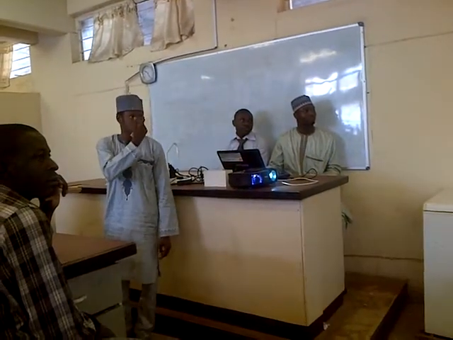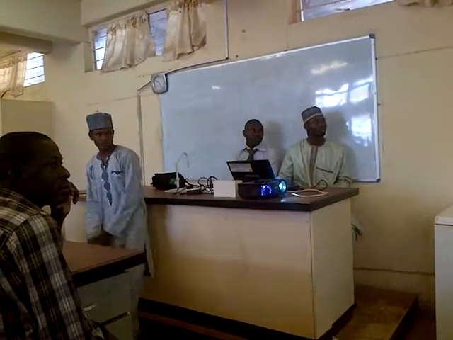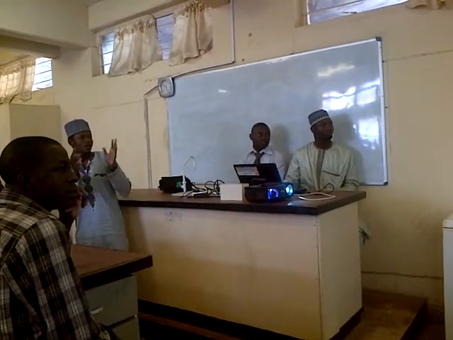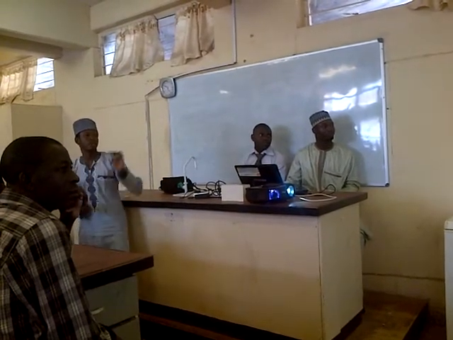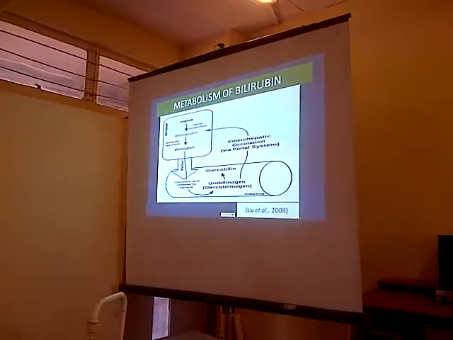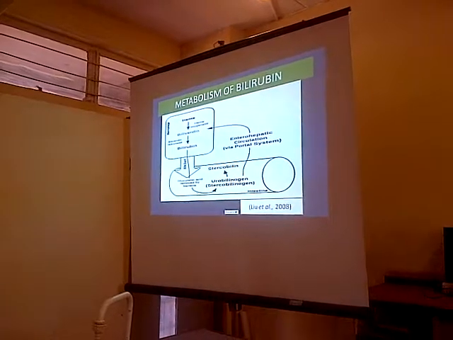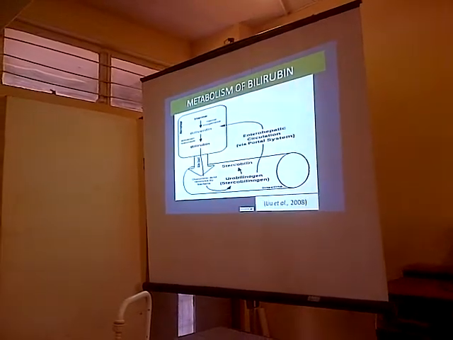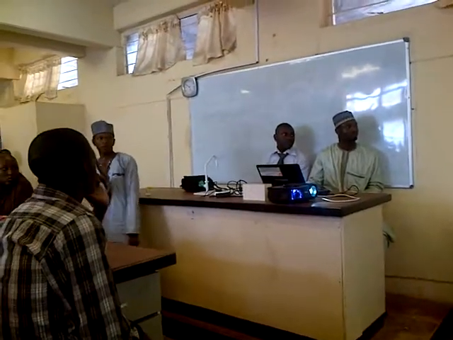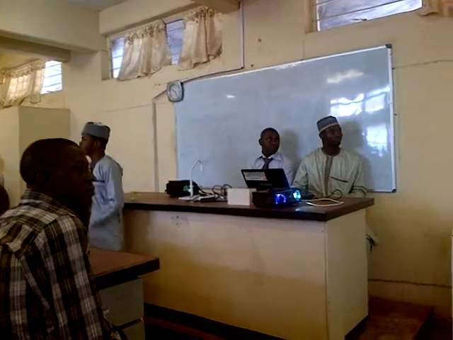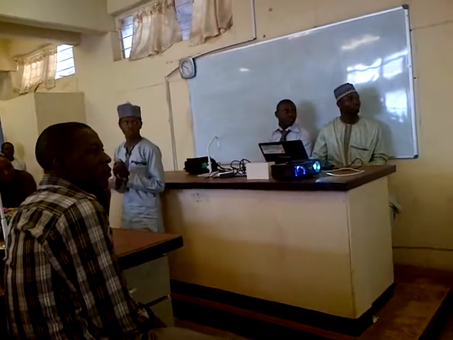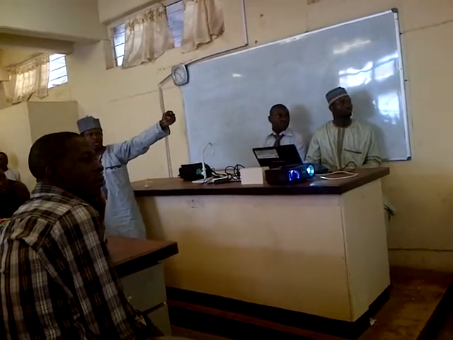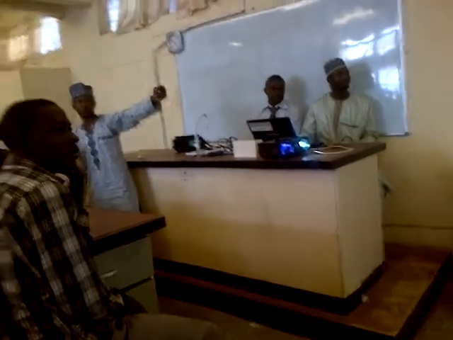Next slide. This is the metabolism of bilirubin. Firstly and foremost, under physiological conditions, heme or hemoglobin is broken down. About 1.2 times 10 raised to 8 hemoglobin is broken down. When it breaks down, there is the protein part and the non-protein part. The non-protein part is the heme. The protein part is the globin, which is degraded to be reused.